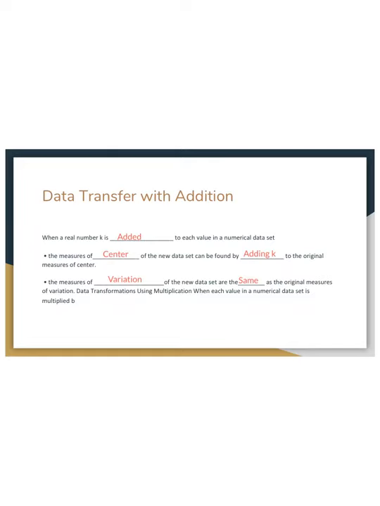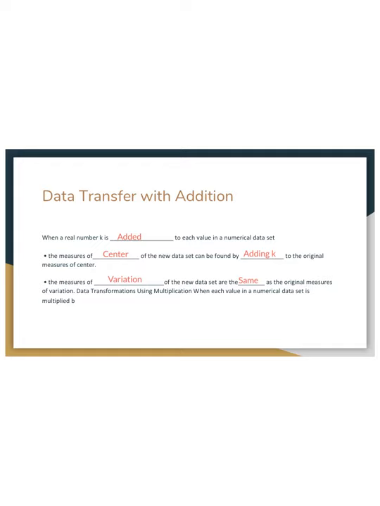For our data transfer with addition, we can see that when a real number k is added to each value in a numerical data set, the measures of center of the new data can be found by adding k to the original measures of center. So this applies to our mean, our median, and our mode. So if I'm adding 10 to every one of my values, then I'm also going to add 10 to my original mean, median, and mode to get the new mean, median, mode after we have transferred our data by addition.